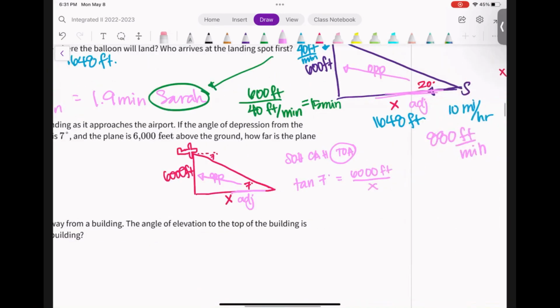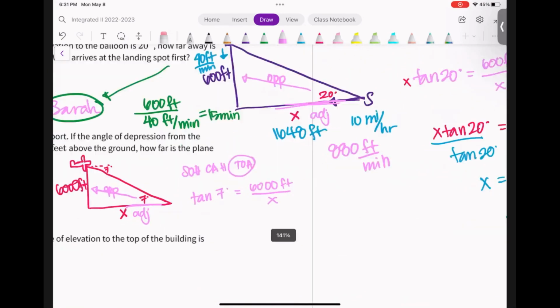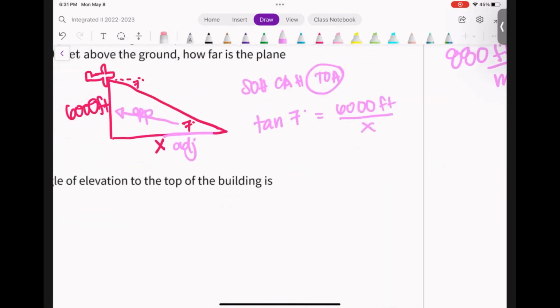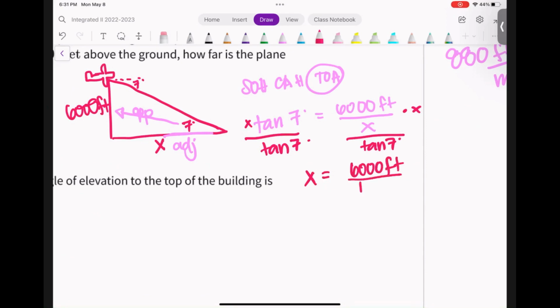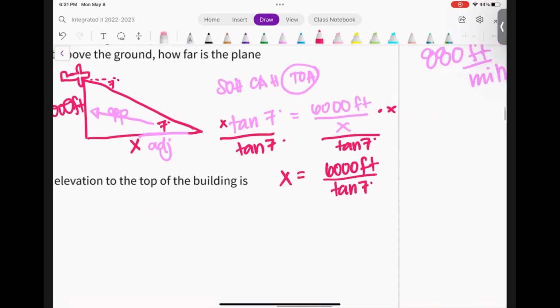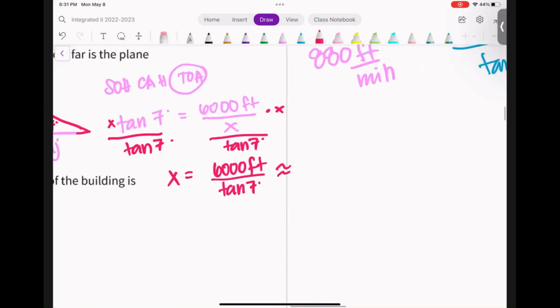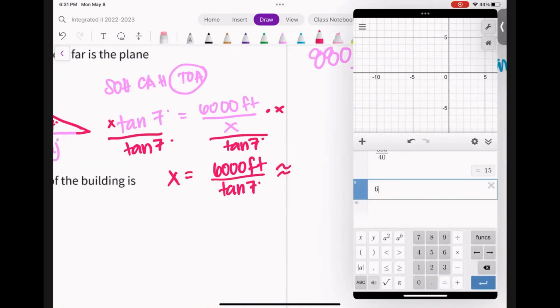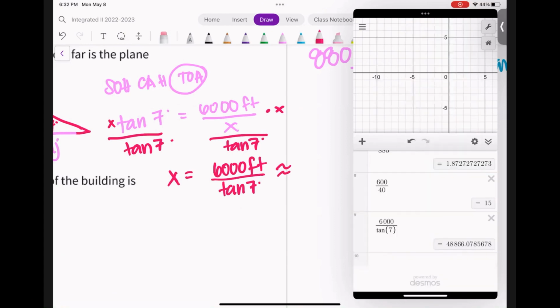And we just did a problem like this. So you should be okay with solving this. So then I'm going to multiply both sides by x and then divide by tan 7. I'm going to do them at the same time because those are interchangeable. So then I get x is equal to 6,000 feet divided by tangent of 7. And then whatever that is, that's my answer. Let's see. So we get 6,000 divided by tangent of 7. Again, checking to make sure I'm still in degree mode.